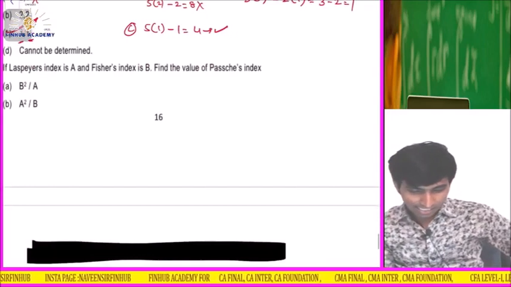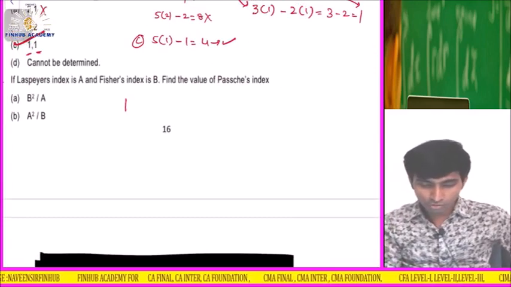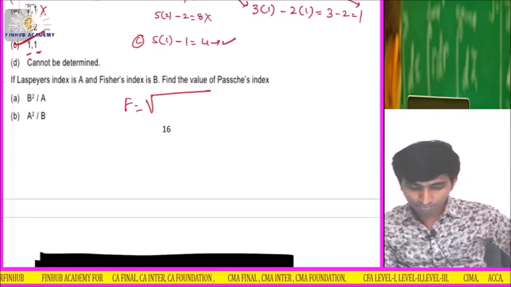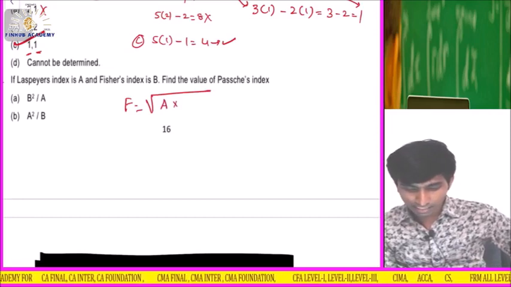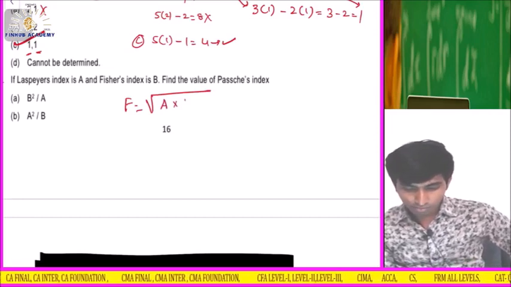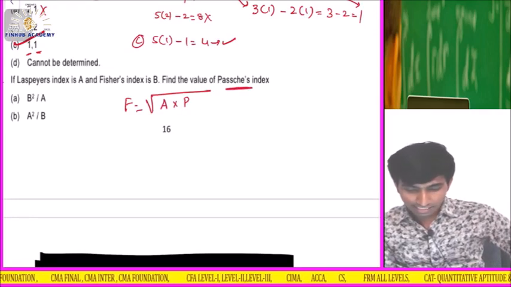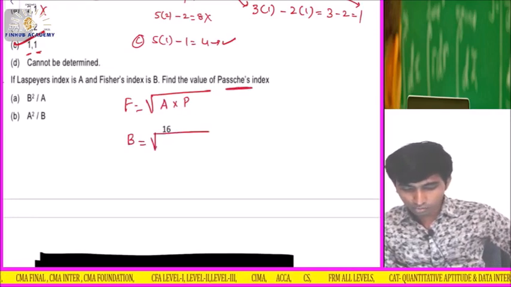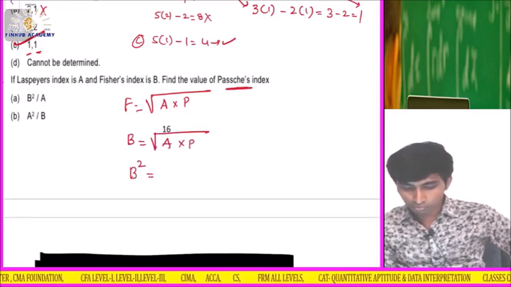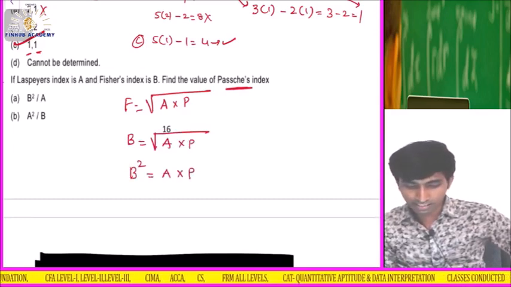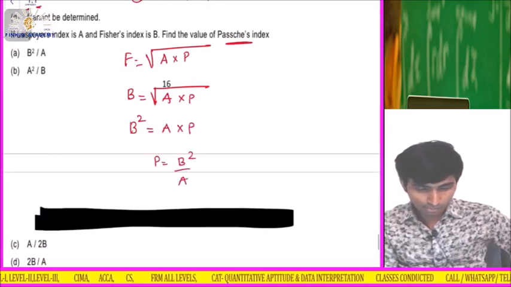If Laspeyres' index is A and Fisher's index is B, find the value of Paasche's. We know that Fisher's is equal to the square root of Laspeyres times Paasche's. So let me write it like this: I want it in terms of Paasche's. F I can write as B. So B is equal to the square root of A into P. I'll have to square it, so B square, to remove the square root sign. So Paasche's will be what? Paasche's is equal to B square by A. The answer is A.